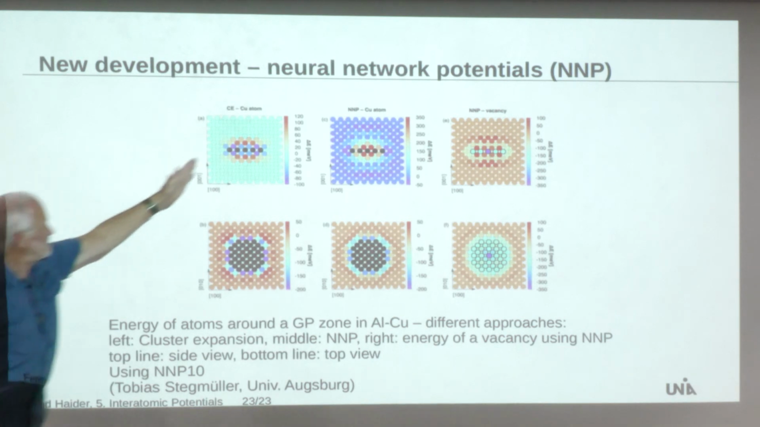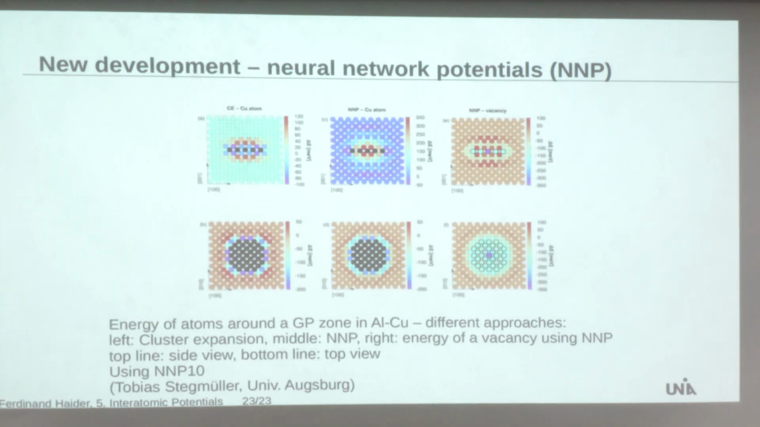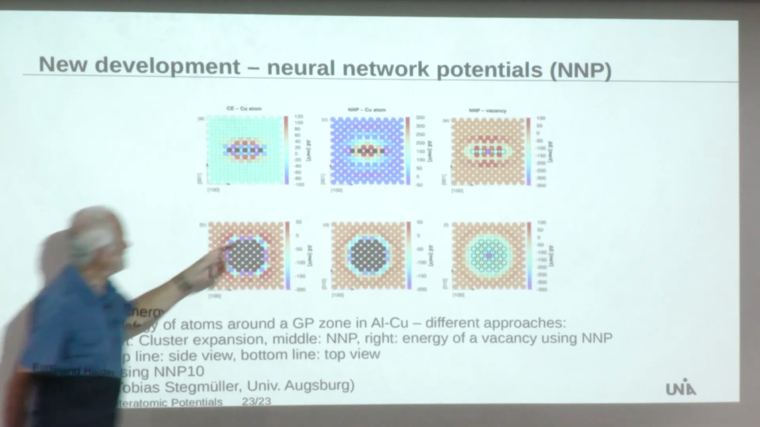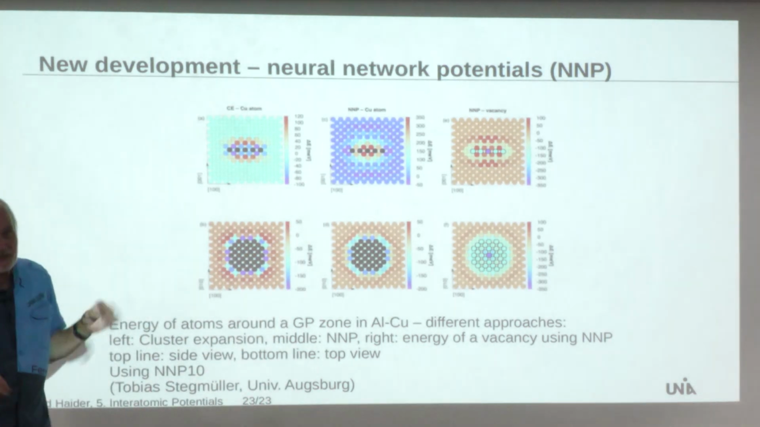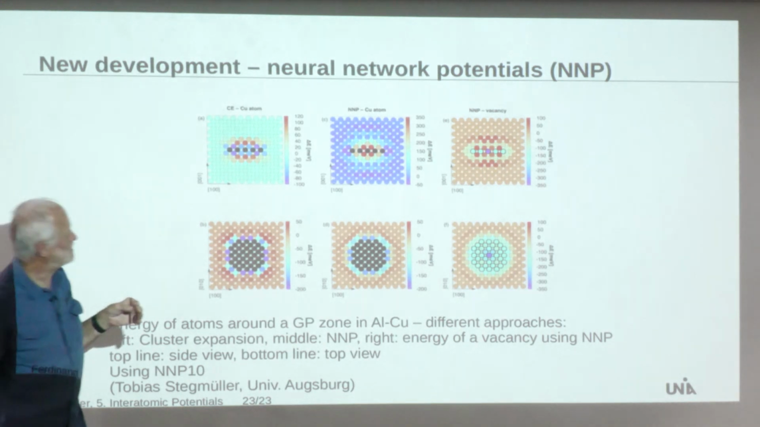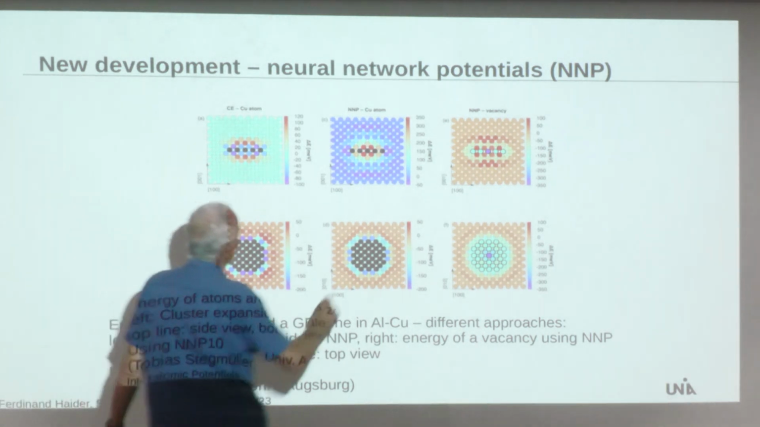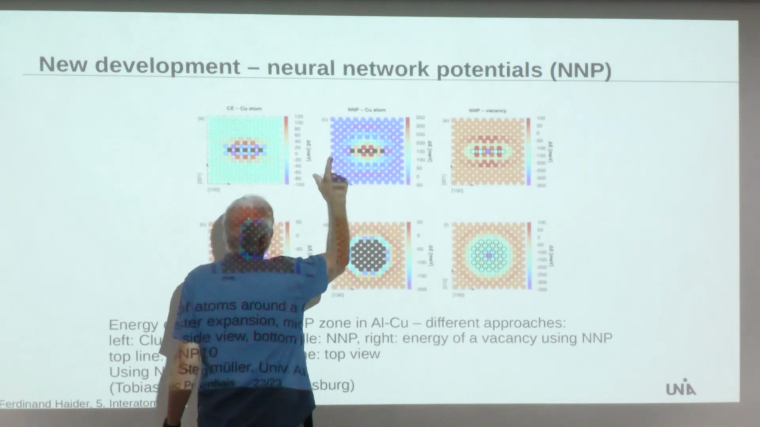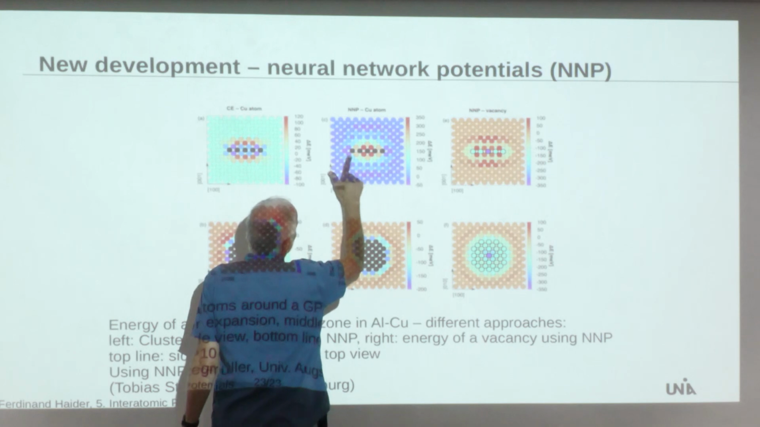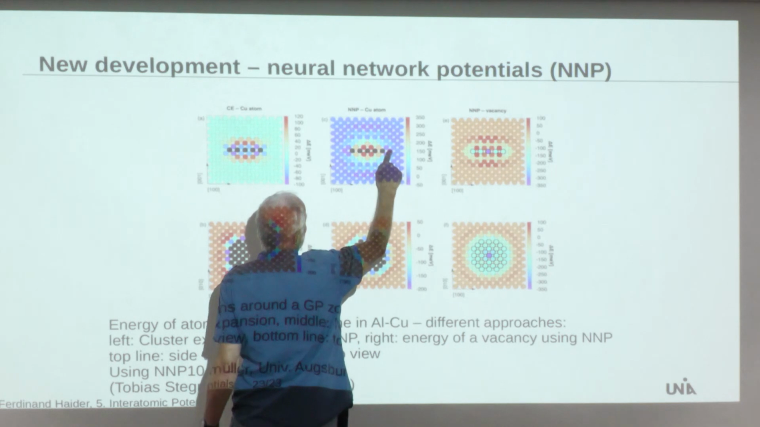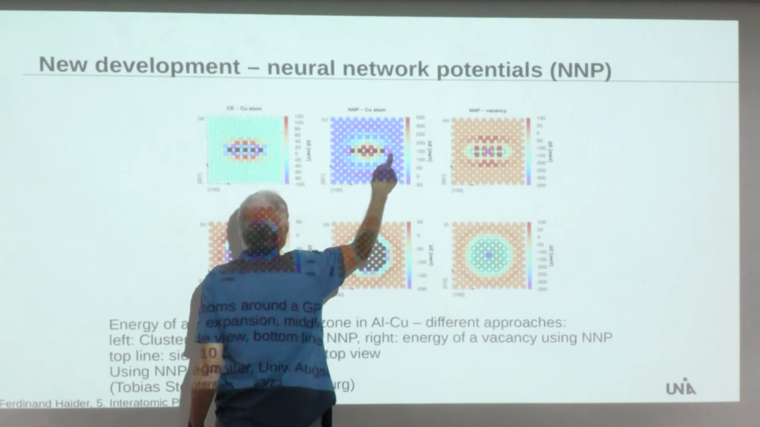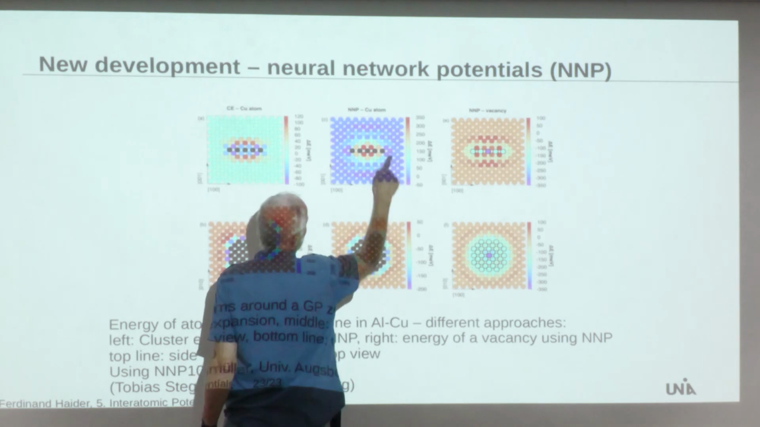This was done here, this column, using Monte Carlo with a cluster expansion. I come to this later on. And here you see the comparison with this neural network potential, which includes all the relaxations and everything, which is, I would say, much more precise. And what you nicely see is, here's a Guinier-Preston zone, and here are places where the copper atoms have higher energy, so they don't tend to go here. The only way they can reach the Guinier-Preston zone is from the side here. Here you have slightly higher probability to find the atom.